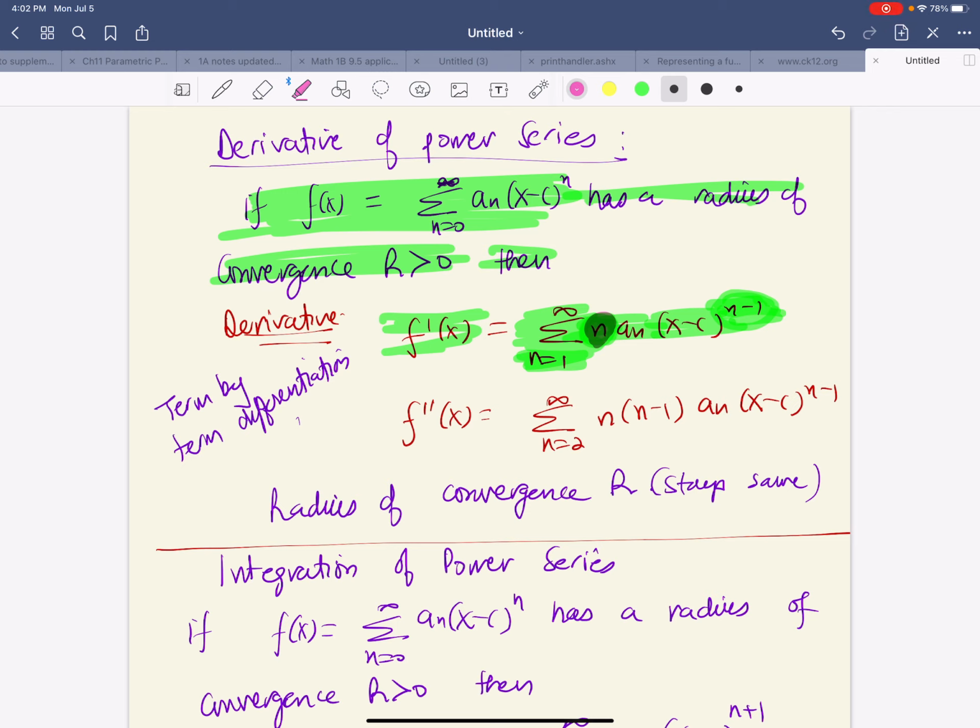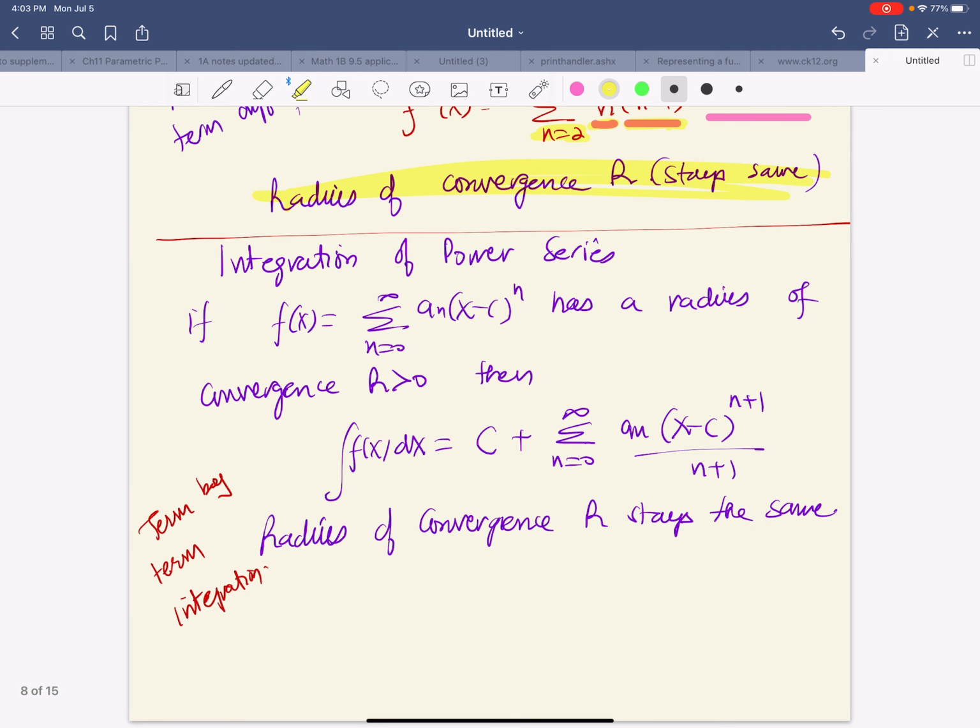When we do the second derivative, we would have n times n minus 1, a_n, (x minus c) to the n minus 2. Just the derivative rule applying on x minus c now. Again, this one we are starting from n equals 2 to infinity because my first two terms are going to be 0. When I plug n equals 0 here, I'm going to get a 0 term. When I plug n equals 1, I'm going to get another 0. That's why we're starting at n equals 2. Radius of convergence will stay the same in this case. Whatever was the radius of convergence of the original series, that will be the radius of convergence for this new series after differentiation as well.